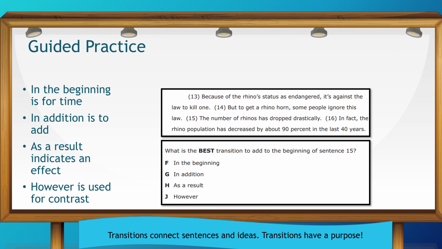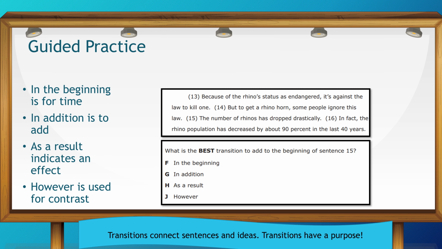All right, let's do a little bit of guided practice. The question asks, what is the best transition to add to the beginning of sentence 15? Let's read it together. 1, 2, read. Because of the rhino's status as endangered, it's against the law to kill one. But to get a rhino horn, some people ignore this law. The number of rhinos has dropped drastically. In fact, the rhino population has decreased by about 90% in the last 40 years.